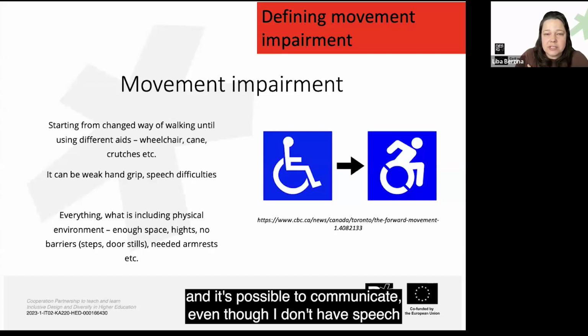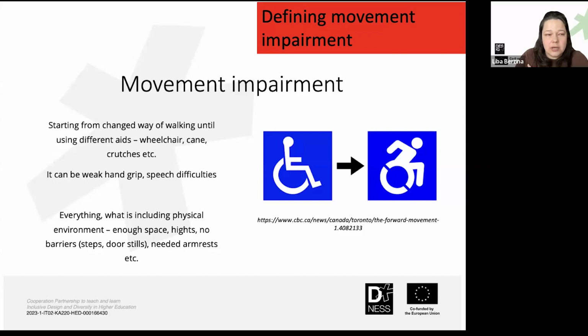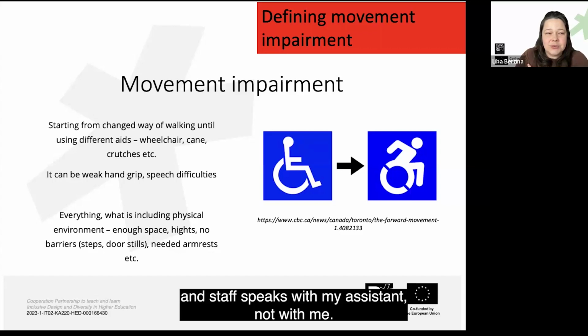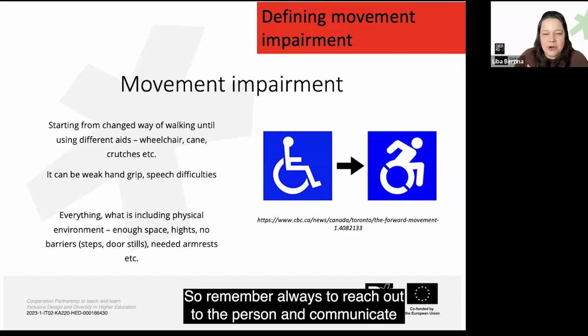Even though I don't have speech difficulties, it has sometimes happened that I'm somewhere, for example at the airport, and staff speak with my assistant, not with me. They ask the assistant, like, can she walk, or other questions, and the feeling is really not nice. You feel like you are not there. So why then don't they ask me? So remember always to reach out to the person and communicate directly to the person, no matter what kind of disability they have.